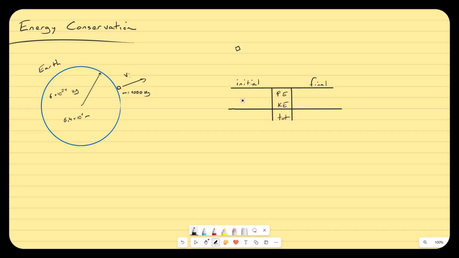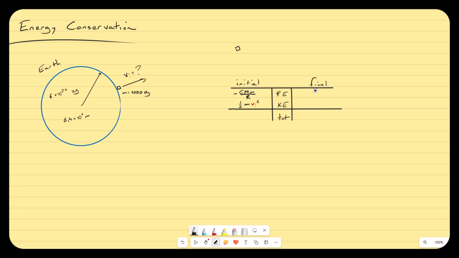My initial kinetic energy. The question that I would like to ask is, how fast do I need to launch this thing to get it into space to not come back? So my initial kinetic energy is actually going to be an unknown: one half m v initial squared. My initial potential energy is going to be a negative G, mass of the planet, mass of my block, over just the radius of the planet, which I will call a capital R.